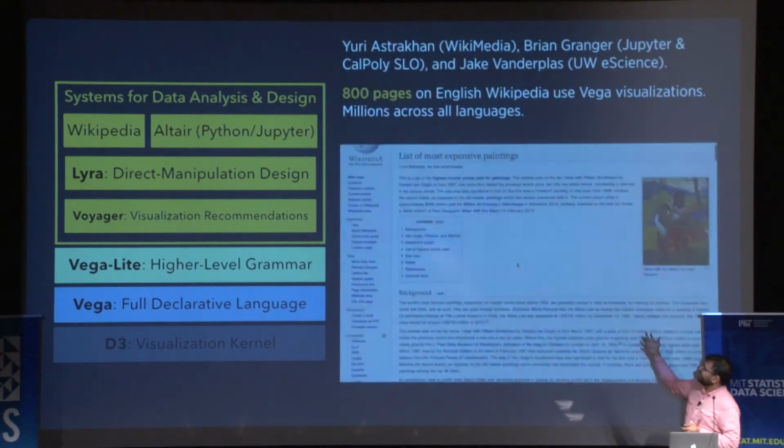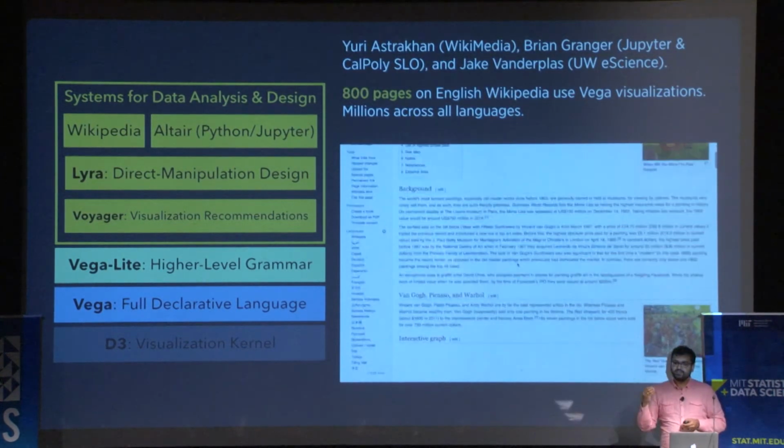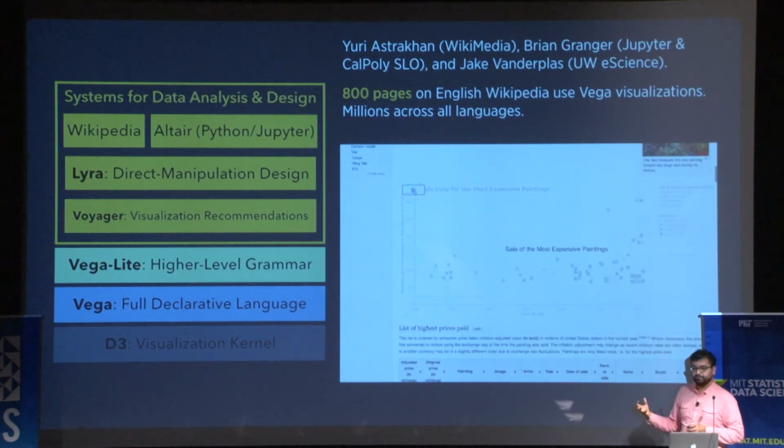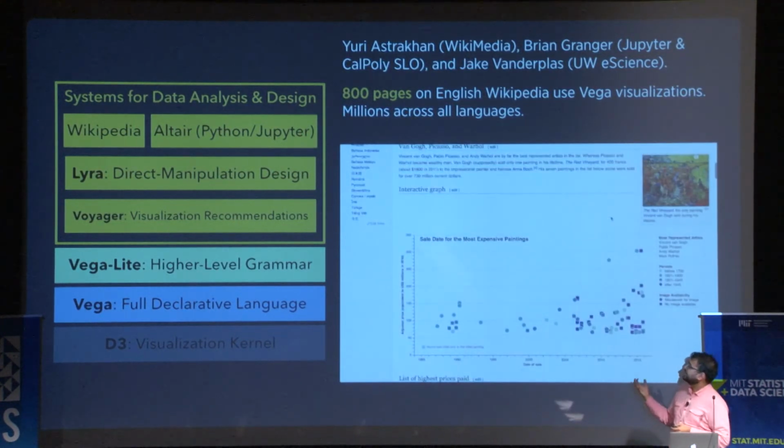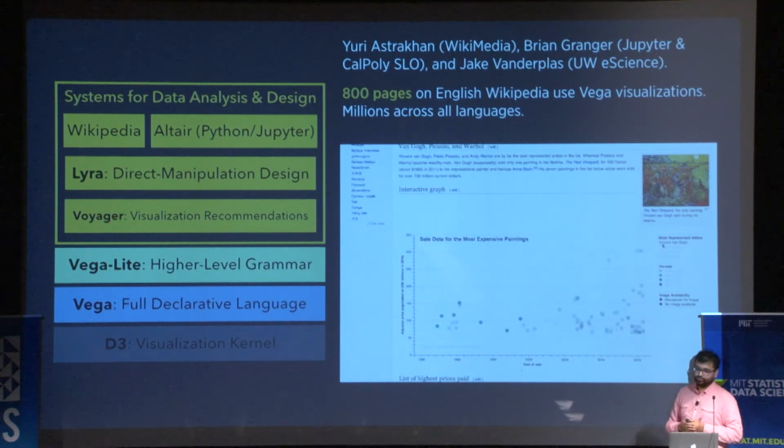And all of these tools have seen widespread adoption in the community as well. For example, there are about 800 pages on English Wikipedia that have Vega visualizations embedded in them. And we've been working with folks in the Python data science community to build Altair, which wraps Vega Lite in Python. And Altair is being used within Google, Apple, and a number of other tech companies. And the Voyager tool that I briefly showed is being integrated into JupyterLab.